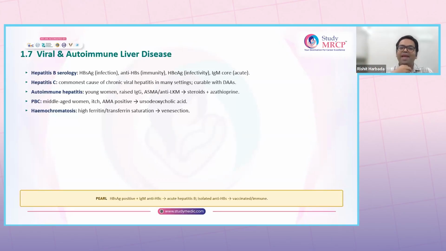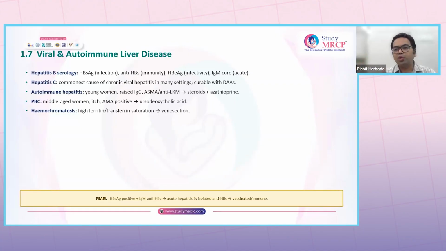But if you see the AMA, that is anti-mitochondrial antibody, ASMA, that is anti-smooth muscle antibody, or anti-LKM1 antibody, that is liver-kidney microsomal antibody, is present, think in the form of autoimmune hepatitis. In autoimmune hepatitis, you may be given a line that in histopathology there is interface hepatitis. So if there's an interface hepatitis, think about autoimmune hepatitis.